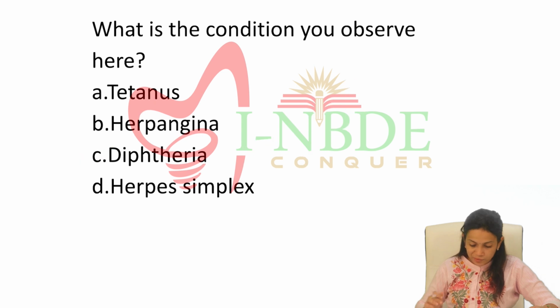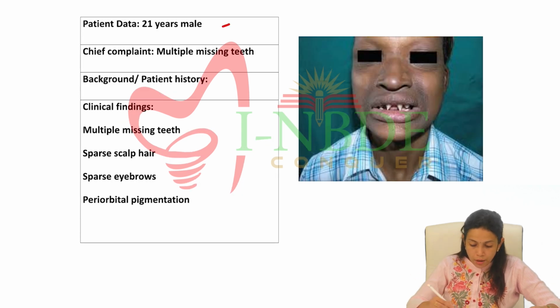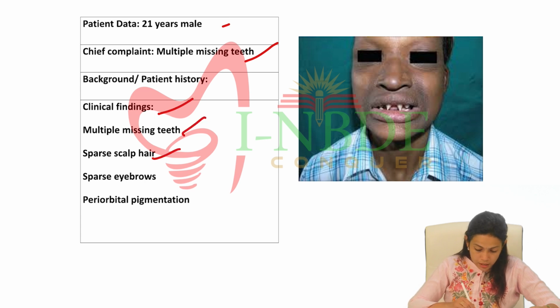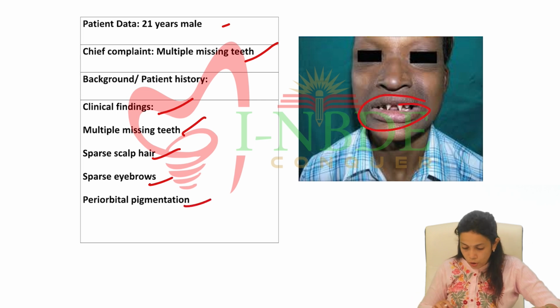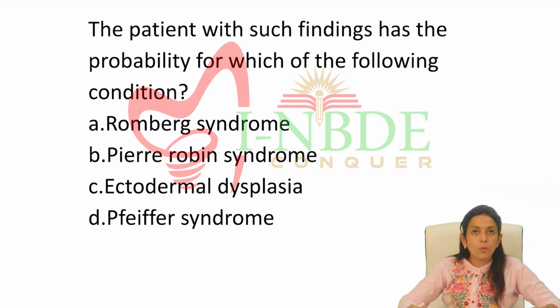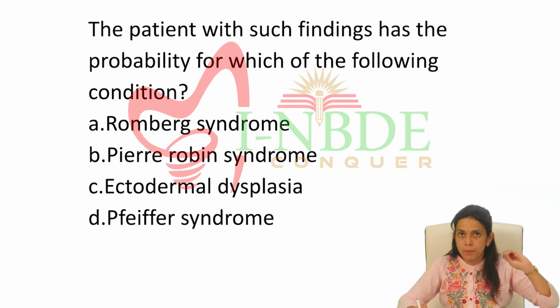Okay, yeah. Next, a 21-year-old male with multiple missing teeth. What are the clinical findings that are given? Multiple missing teeth are there. Scalp hair is less. Sparse eyebrows, as you can see, and perioral pigmentation. So now think of the question and the options. What are the findings? Missing teeth, hair is sparse. So hypotrichosis, hypodontia. Two important points, and perioral pigmentation also.